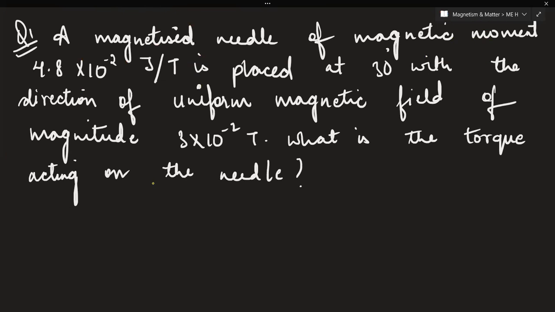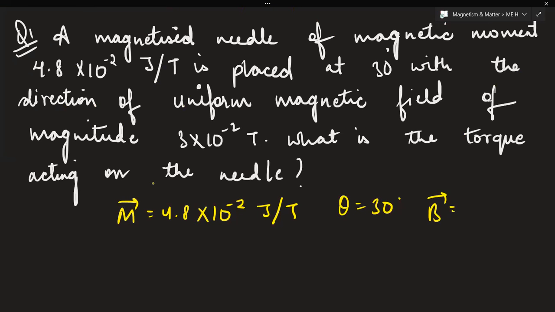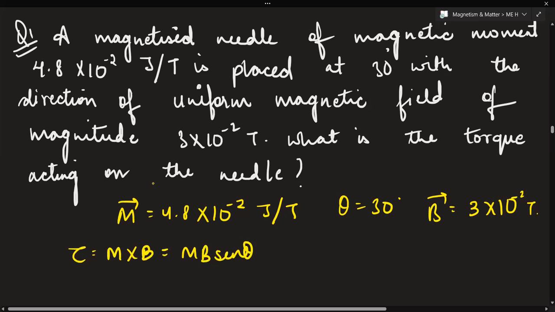Magnetic moment is given as 4.8 into 10 to the power minus 2 joules per Tesla. It is placed at 30 degree with the direction of uniform magnetic field, 30 degrees here. And magnitude of magnetic field is 3 into 10 to the power minus 2 Tesla. Torque is M cross B, which is MB sine theta. So torque will be what? See, if you put in all these values in the formula.